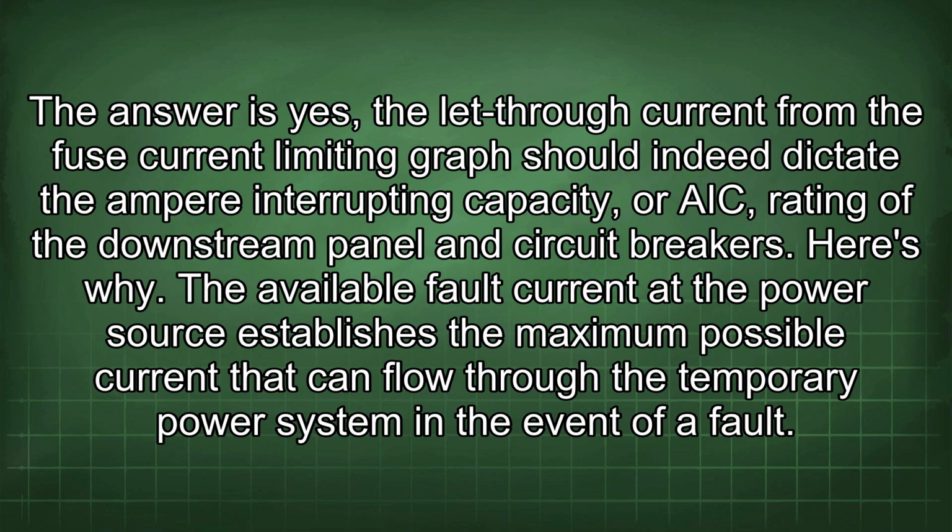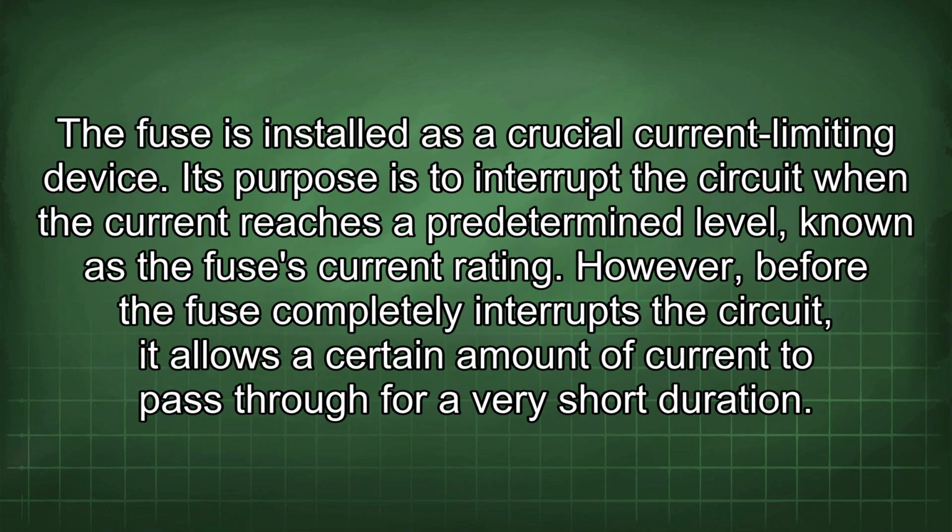Here's why. The available fault current at the power source establishes the maximum possible current that can flow through the temporary power system in the event of a fault. The fuse is installed as a crucial current limiting device. Its purpose is to interrupt the circuit when the current reaches a predetermined level, known as the fuse's current rating.